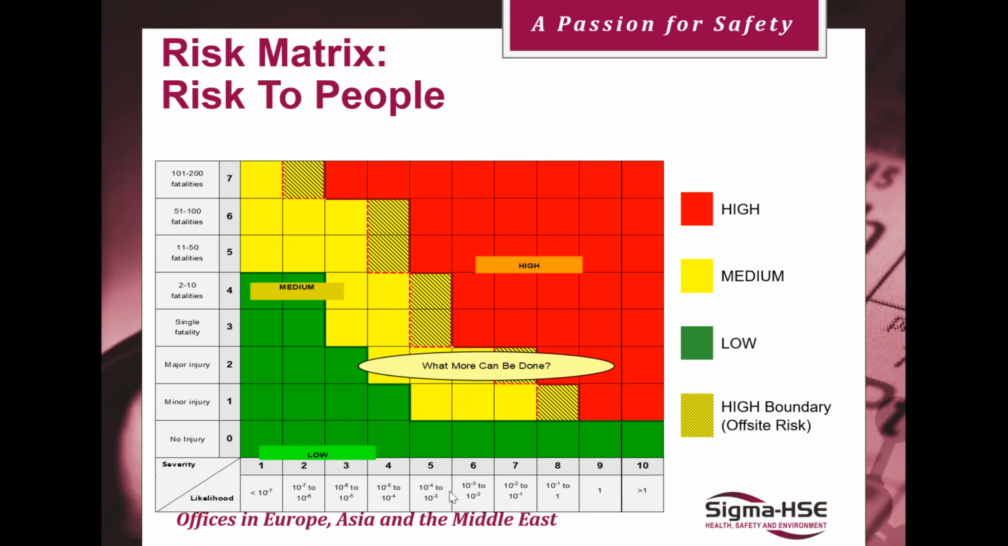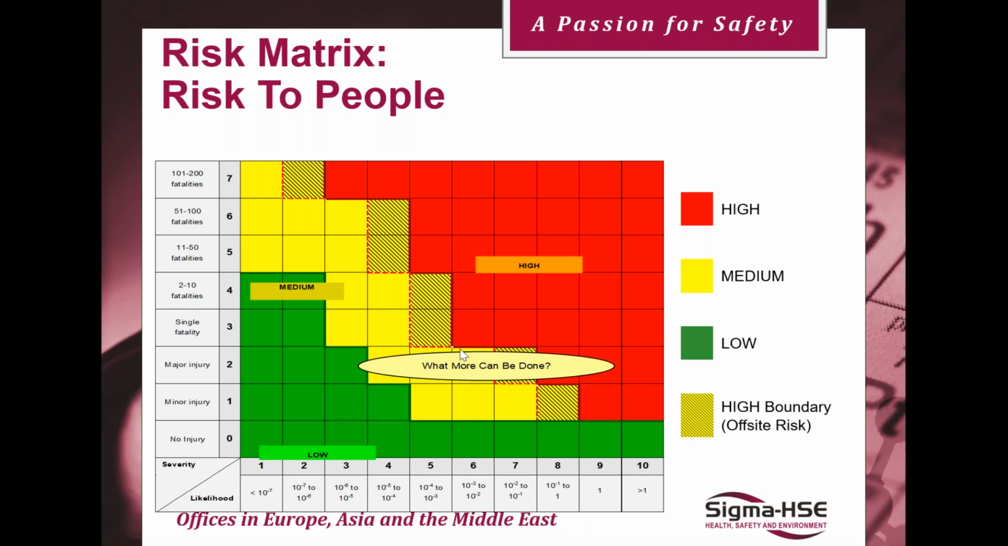That's the boundary, and that's 10 to the minus 3, or 1 in 1,000, or a 1 in 1,000 chance per year of suffering a fatality if you are a worker. If you are a member of the public, you get an extra order of magnitude risk reduction. So that takes you from 10 to the minus 3 here to 10 to the minus 4 there. So that's the boundary between what is intolerable.